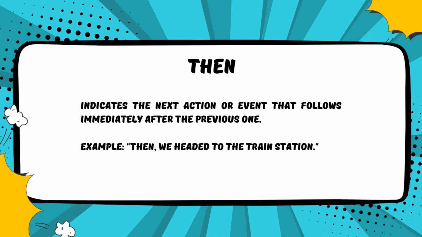Then the second one is then. Then indicates the next action or event that happened immediately after the previous event. For example, then we headed to the train station. This sentence is the continuation from the previous example. From this sentence, the writer tried to tell that they went immediately to the train station after they packed their bags.